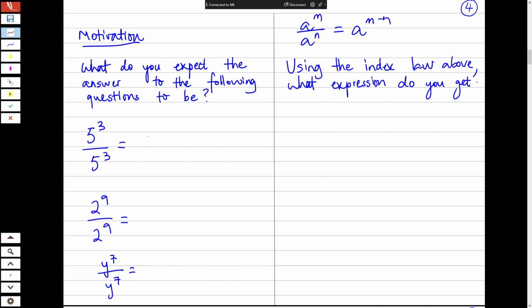If you have not started question 6 yet, let's have a look at the first number. 5 to the 3 divided by 5 to the 3. You may not know where I'm going with this, and that's fine. That's the reason why I'm going through this. What do you expect the answer is going to be if I evaluate it?